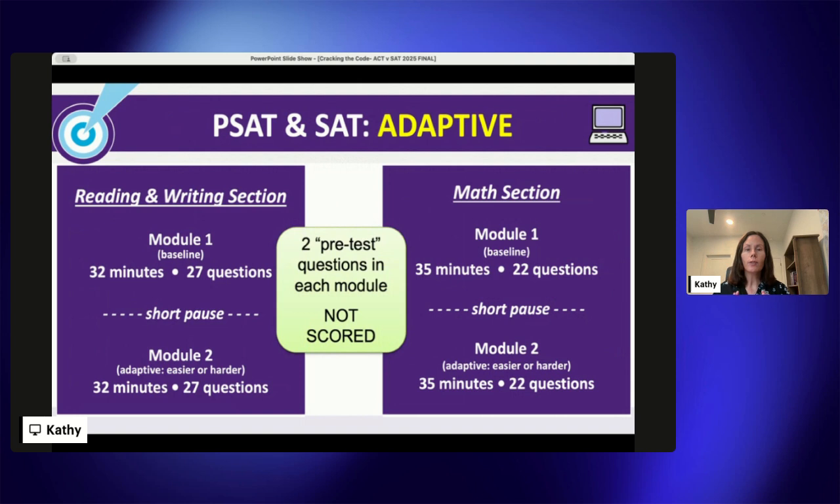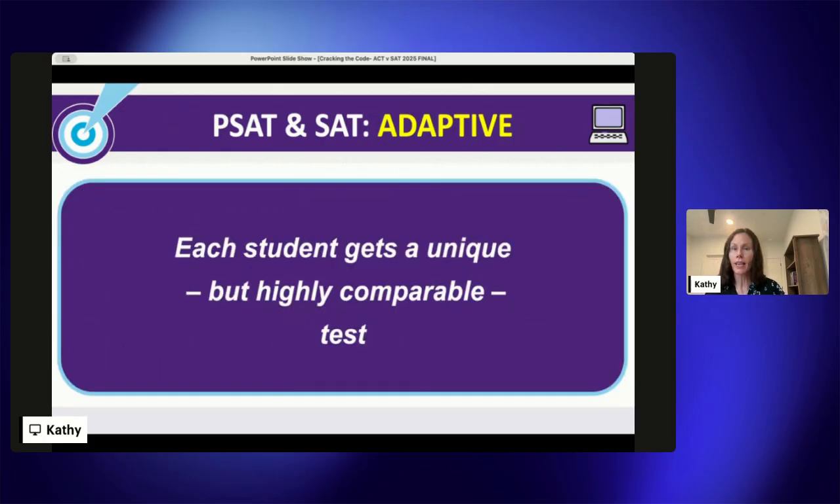Now, in each module, there are going to be two pre-test questions. These are the experimental questions. This is how the SAT determines some of those future questions that may appear on future tests. You will not know which questions are experimental or which questions are going to count towards that section score. So again, do your best.